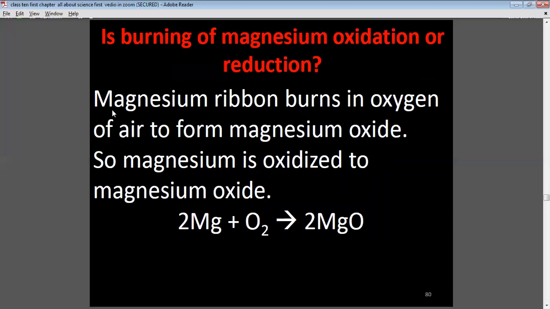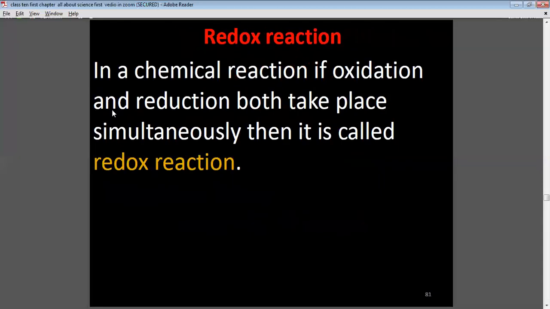Is burning of magnesium an oxidation reaction or a reduction reaction? This question arises. Magnesium ribbon burns in oxygen of air to form magnesium oxide. So magnesium is oxidized to magnesium oxide. Two molecules of magnesium and one molecule of oxygen form two molecules of magnesium oxide.